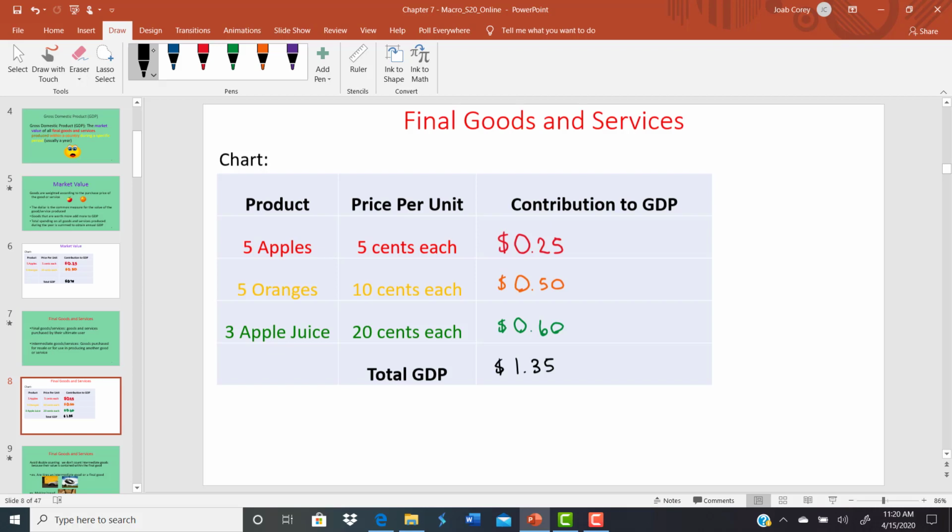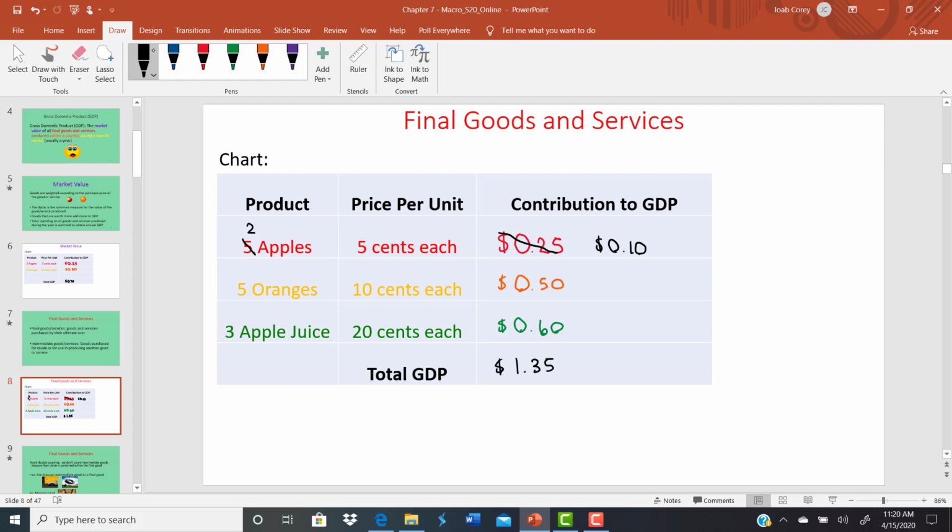So the correct way to do this is, instead of saying that we are now selling 5 apples at 5 cents each and so 25 cents gets added to GDP, right? 3 of those apples are being converted to apple juice. So we only have 2 apples that are being eaten by their ultimate user. And so the contribution to GDP of those particular apples is just the 10 cents.